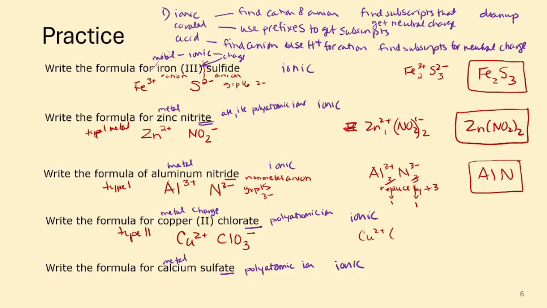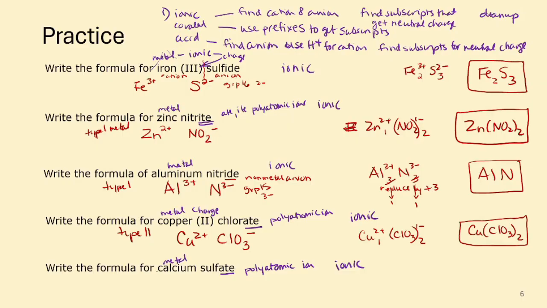All right, so now I can simply do my crisscross. Cu2 plus, ClO3 minus. So I need 2 here, and this is an implied 1, I need to bring that down to here. So I'm going to have 1 copper and 2 chlorate. Again, I'm going to get rid of the charges. I'm going to get rid of the subscripts of 1. And I'm going to get Cu(ClO3)2.